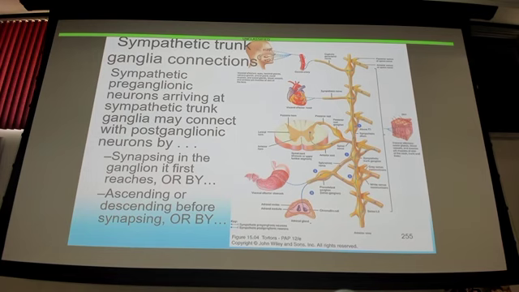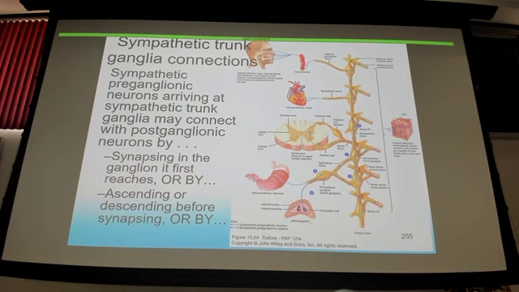Prevertebral ganglia. I went right through the trunk. Do I still look like the Michelin man? Yes. Why do I still look like the Michelin man? Because you haven't synapsed yet. You will be myelinated until you synapse.